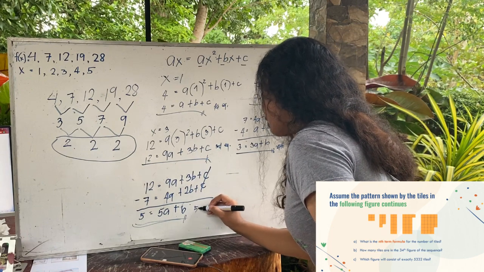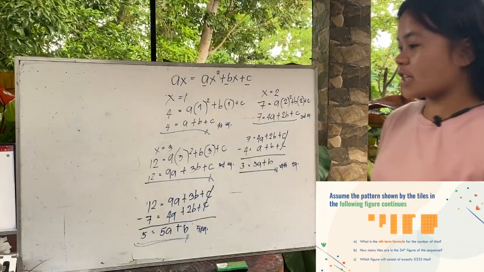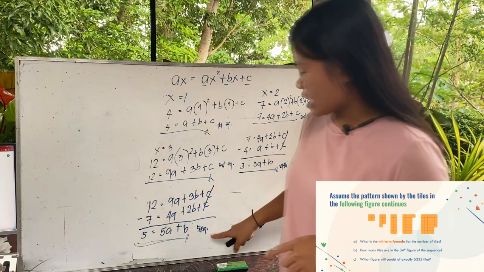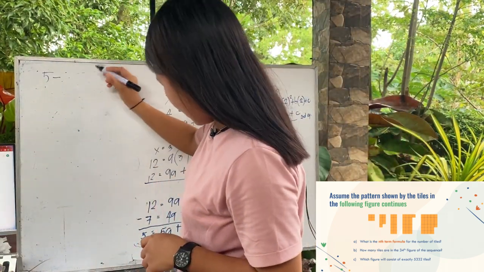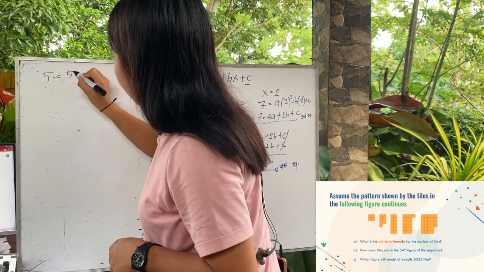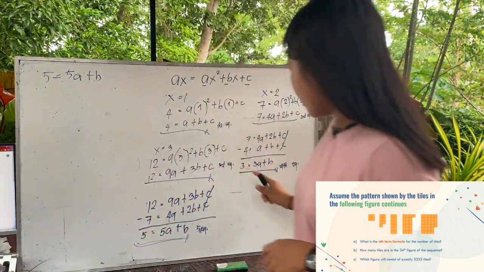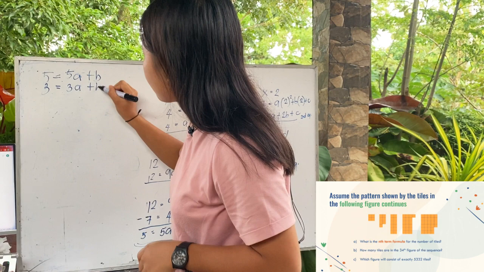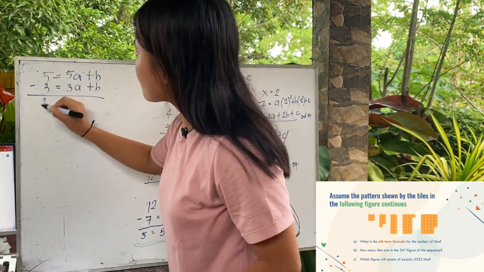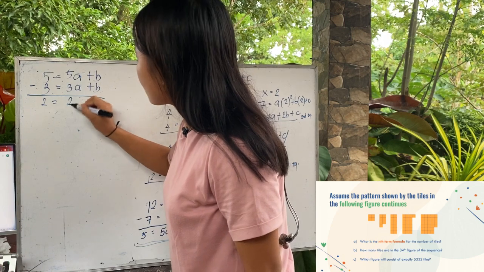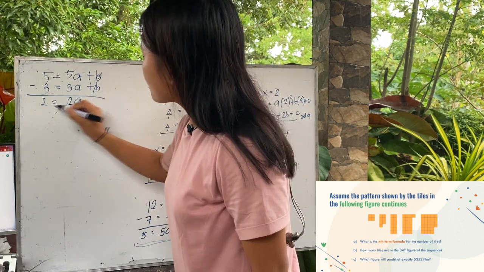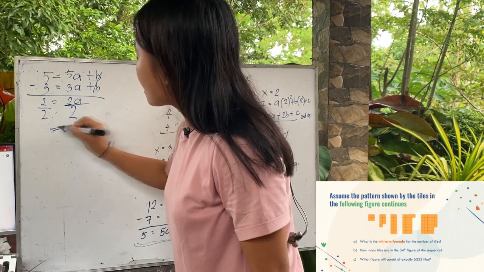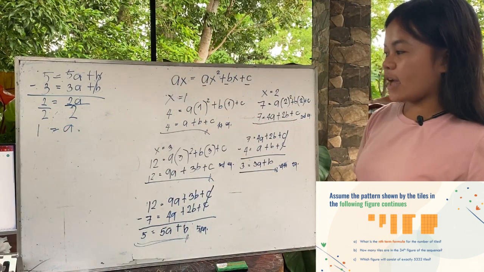So this is the fifth equation. So to proceed, we will subtract the fourth equation from the fifth equation. So our fifth equation is 5 equals 5a plus b. And our fourth equation is 3 equals 3a plus b. So 5 minus 3 is 2. 5a minus 3a is 2a, and b is cancelled. So we divide by 2. So a is 1. So we now have our value of a.